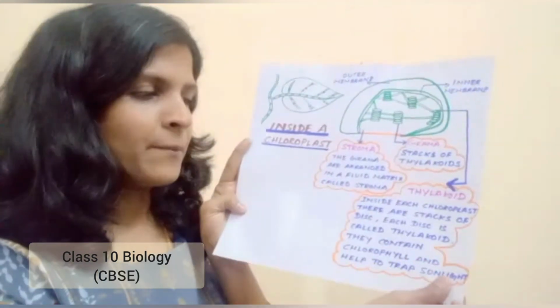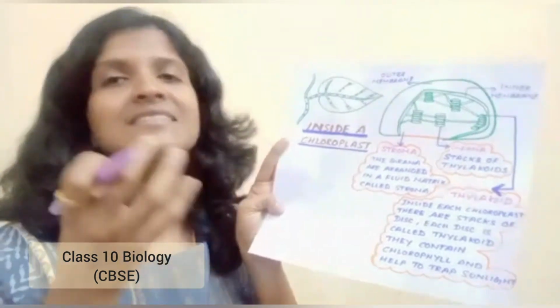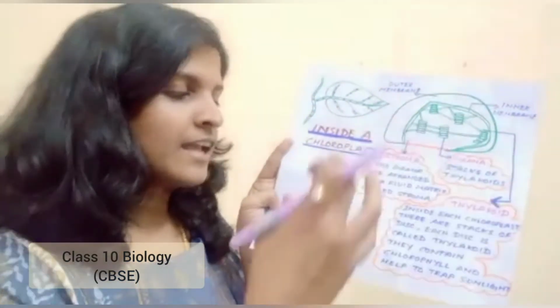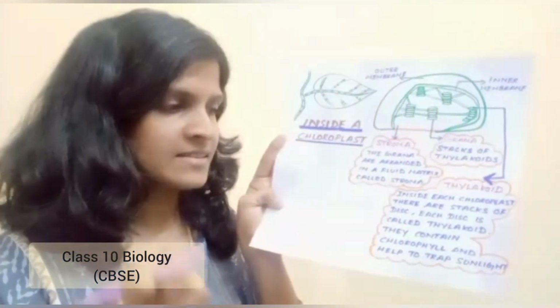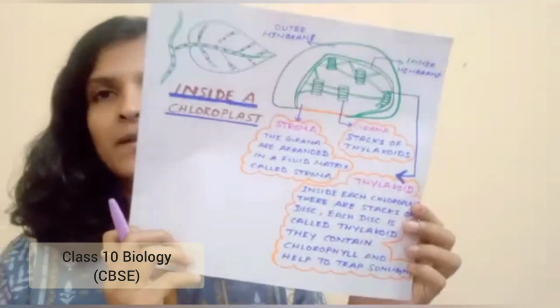What is the main function of the thylakoid? It helps to trap the sunlight. They contain chlorophyll. This is the chloroplast structure.